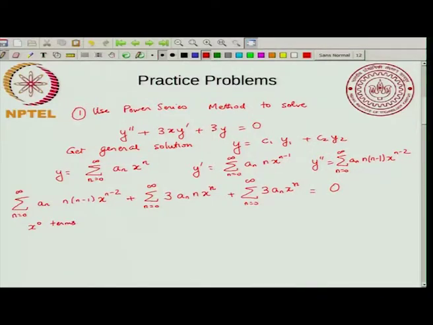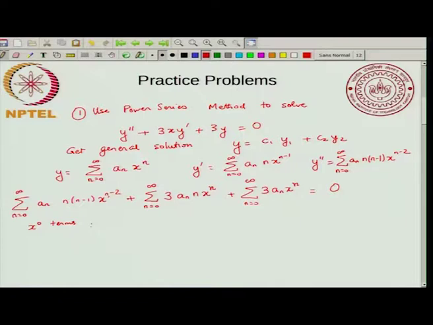Okay, so if you look at terms of power x raised to 0, in this case you cannot have any power of x raised to 0. In this case again you cannot have any power of x raised to 0. In this case you can have x raised to power 0. So what I want to say is if you want x raised to 0 in the first term, you have to have n equal to 2.